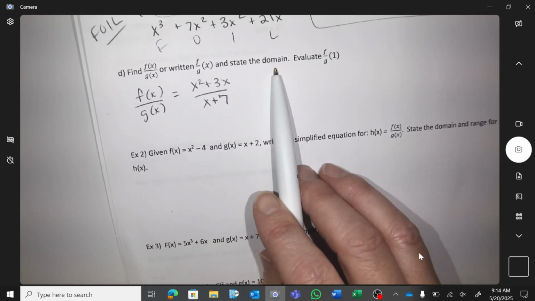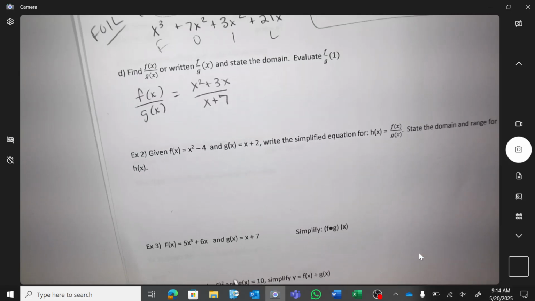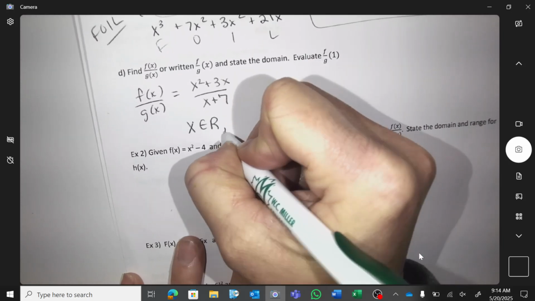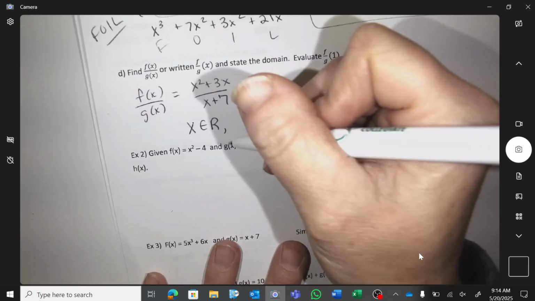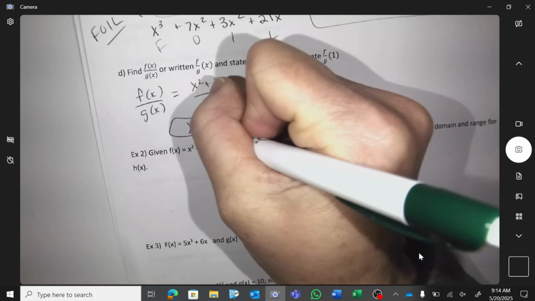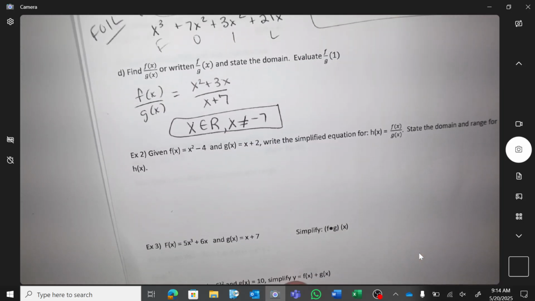State the domain. What's the problem about x's? Where are we restricted on a number? What's the problem with division? Can't be 0 on the bottom, so what's the bad number? -7. So x can be any real number except x is not allowed to be -7. So that's how you can write the domain.